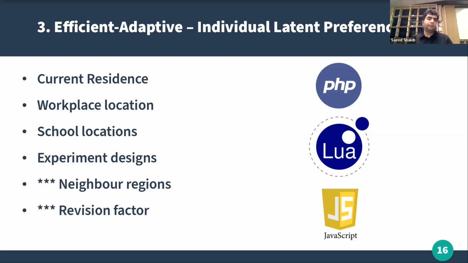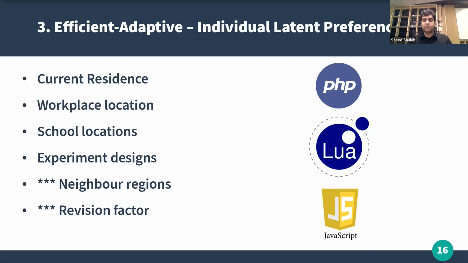So in practice, at the beginning of the survey, we asked people's current residence and their workplace. If they're going to school, we asked their educational institution position. Based on those, we have an initial guess of what that person might be into. We observe them making their choices, and based on their choices we update our knowledge of that person. From one scenario to another, we update and come up with choice sets and experiment designs that are more relevant to that person.